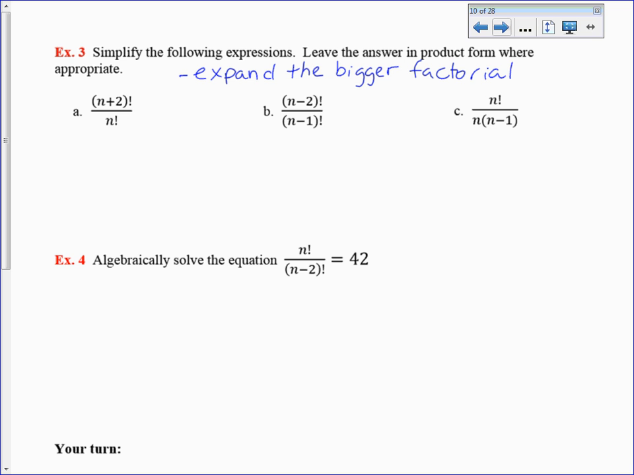So if I want to simplify this, I can write this as n plus 2 times n plus 1 times n factorial, right? Because n factorial is what's on the bottom. I expand it until I get to the expression that's equal to my lower number. Because then my n factorials cancel, and my answer is just n plus 2 times n plus 1. And some of you might be able to recognize that where we're going with this after is foiling and then factoring.